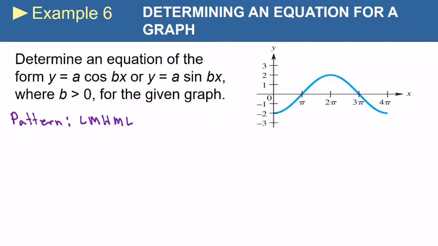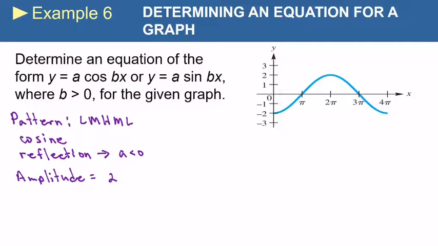So I know that that's going to be cosine, and I also know that it's been reflected across the x-axis. Alright, now amplitude is going to be 2. You can see it here. And so if I know amplitude's 2 and a is supposed to be negative, now I know that a is -2. I can also see from the graph that period is 4 pi.